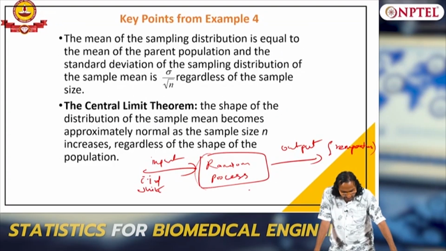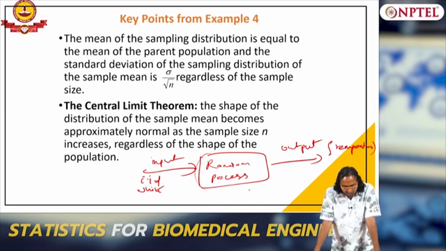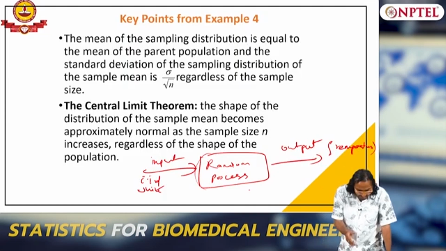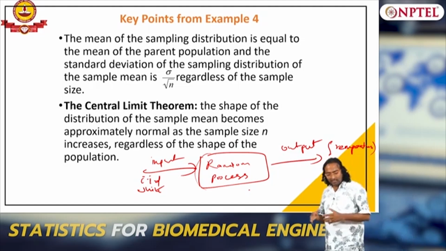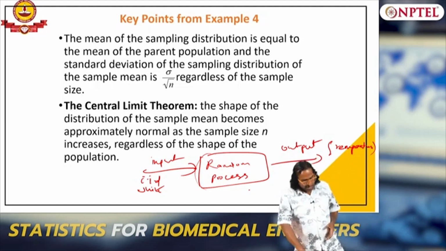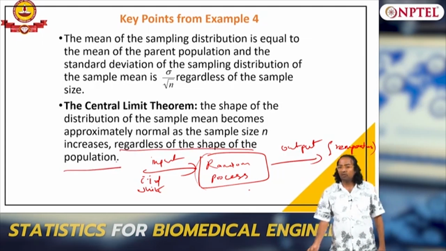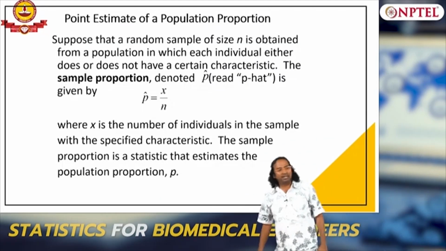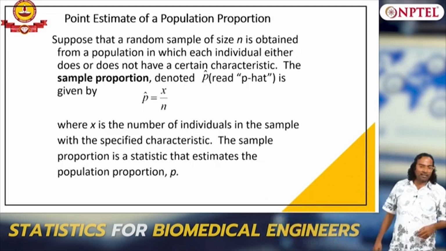So this is about the mean of the sampling distribution being equal to the mean of the parent population. The shape of the distribution of the sample mean becomes approximately normal as sample size n increases, regardless of the shape of the population. This is very important. This is the key point in the central limit theorem. The underlying distribution need not even be continuous. It can also be discrete, and still we can show that the sample mean follows Gaussian.